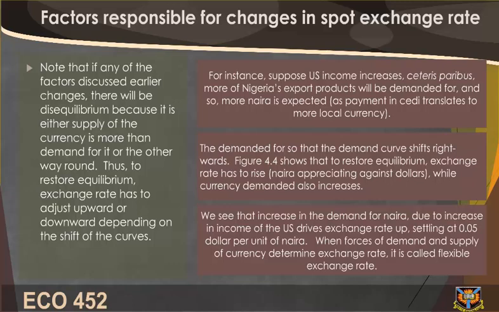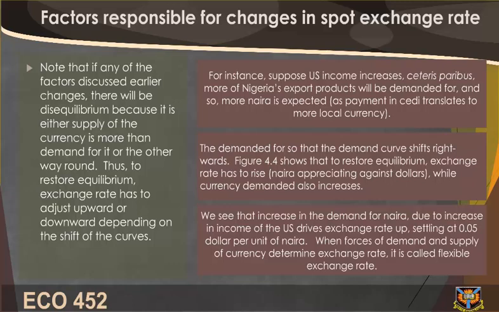Note that if any of the factors discussed earlier changes, there will be disequilibrium because either the supply of the currency is more than the demand for it, or the other way around. Thus, to restore equilibrium, the exchange rate has to adjust upward or downward depending on the shift of the curves. For instance, suppose US income increases, ceteris paribus, more of Nigerians' export products will be demanded, and so more naira is expected as payment in cedis translates to more local currency. The demand for naira rises, so that the demand curve shifts rightwards.